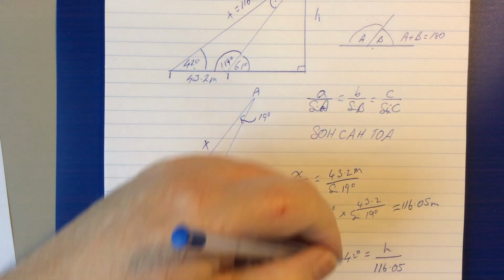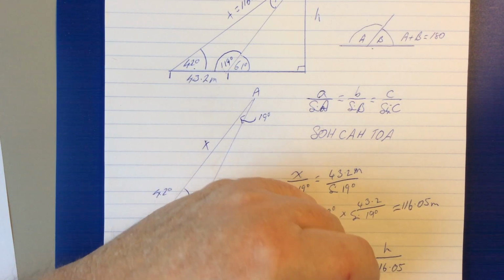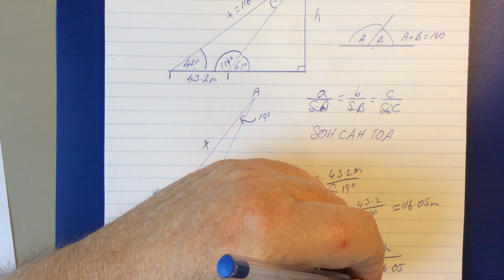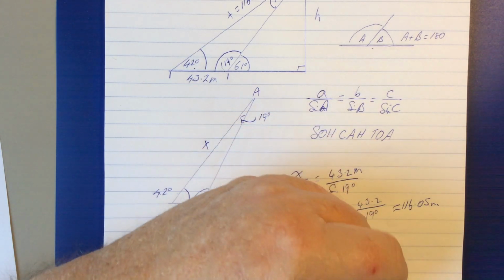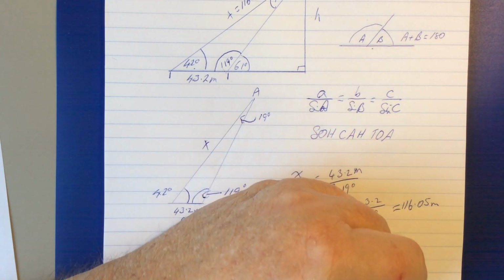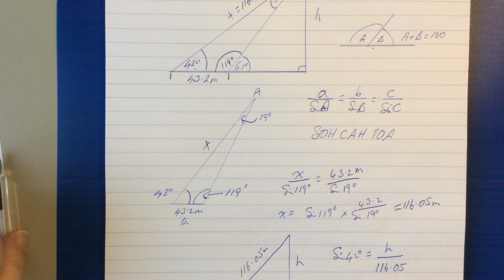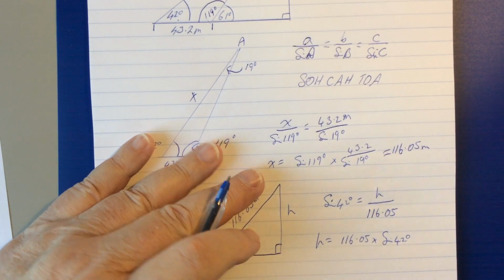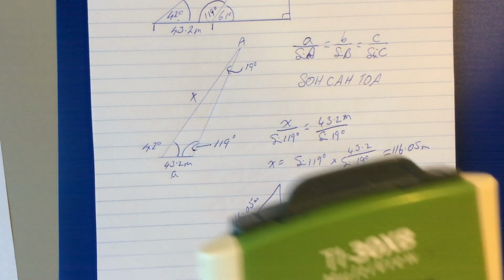Okay, so rewriting that, h is equal to 116.05 and some decimals. I'm going to keep all the decimals on my calculator so I get a more accurate answer, times the sine of 42 degrees. So all I have to do now is multiply that length by the sine of 42 degrees, and the answer I get is 77.66. There's my calculator working there.